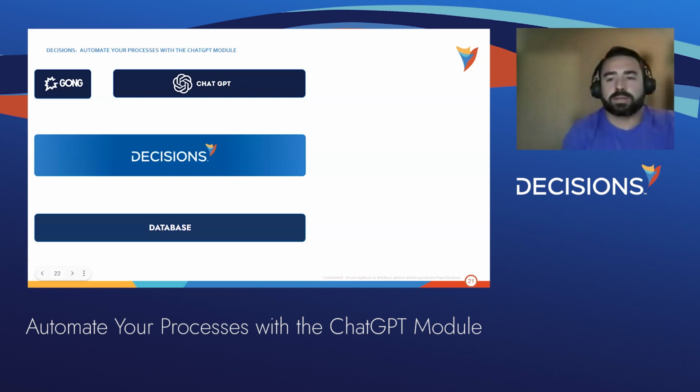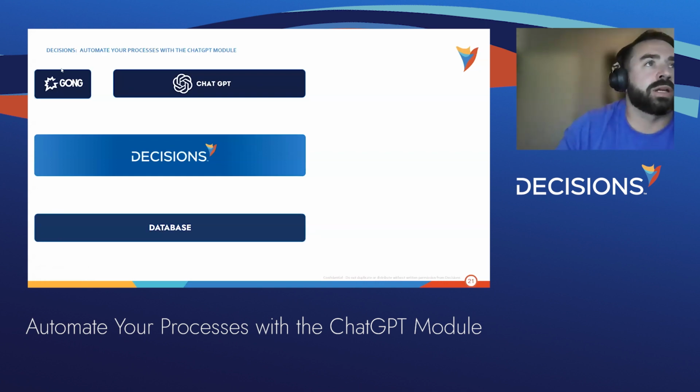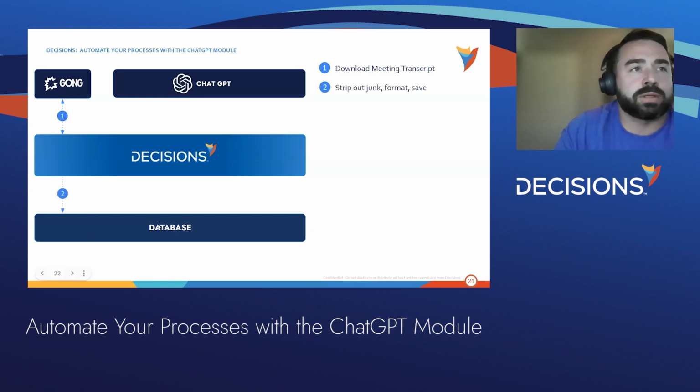So for the final use case, what we're illustrating here is our demo where we actually pulled transaction data from Gong. We use Decisions in an ETL process where we have Decisions call Gong. We pull the transcript data. We pass that to an external database such as Snowflake.